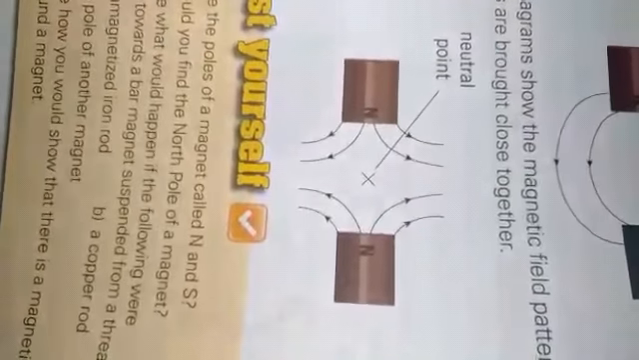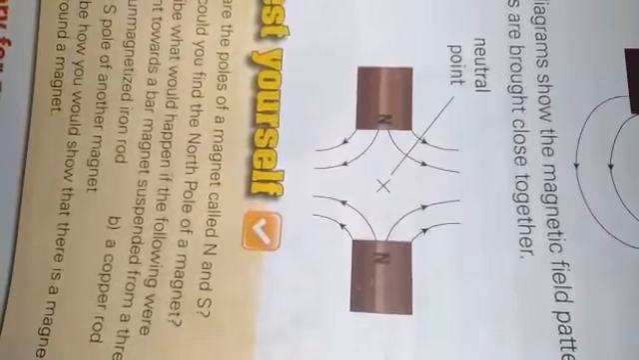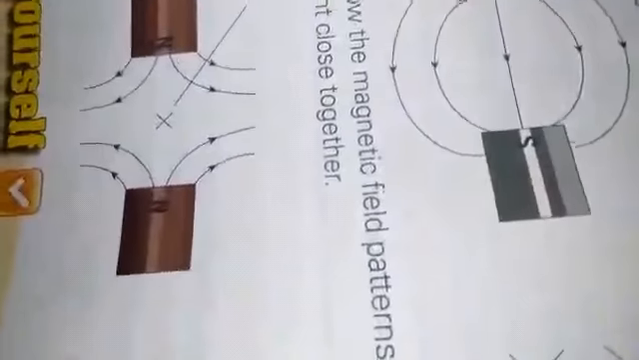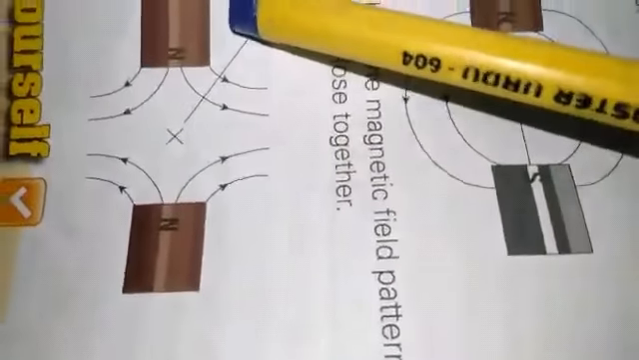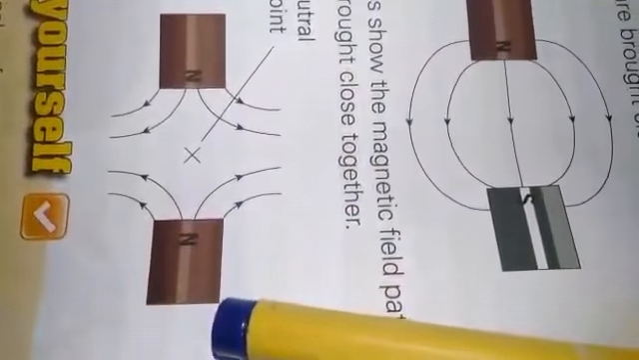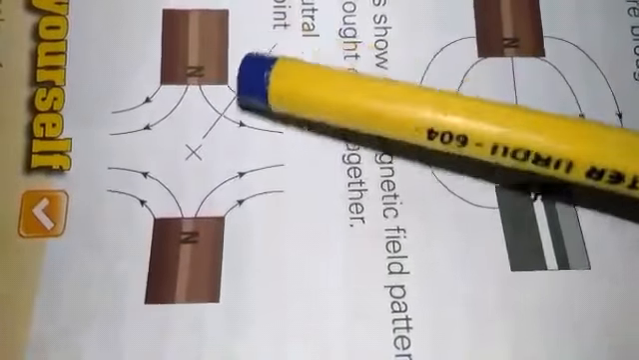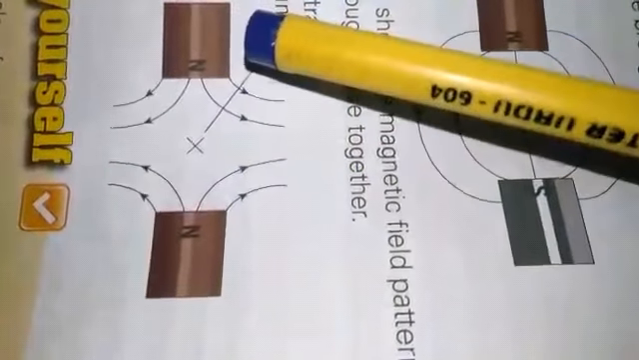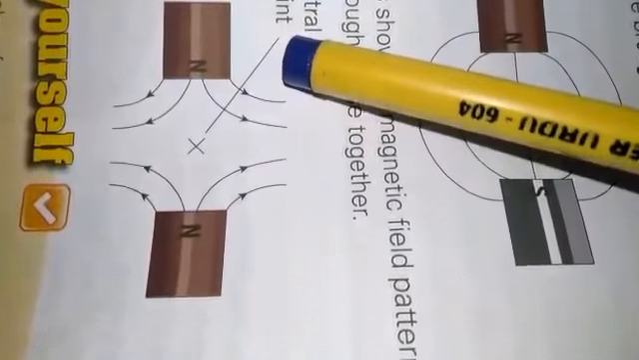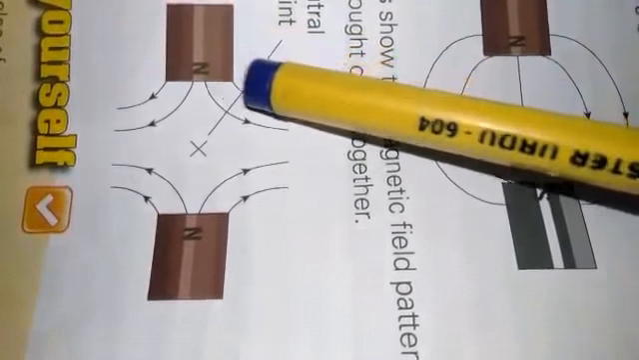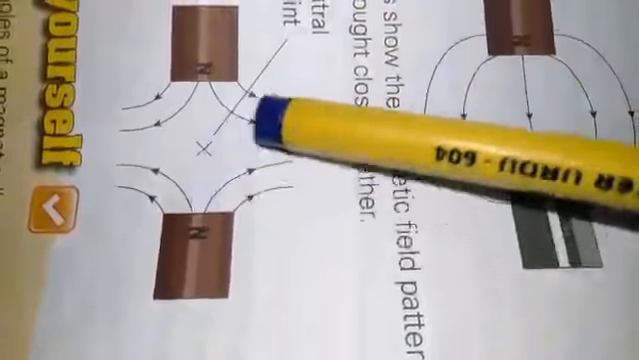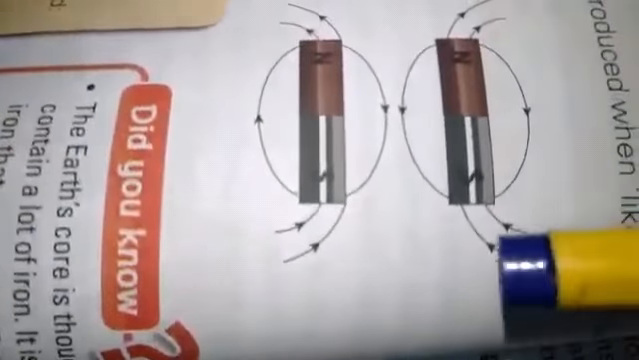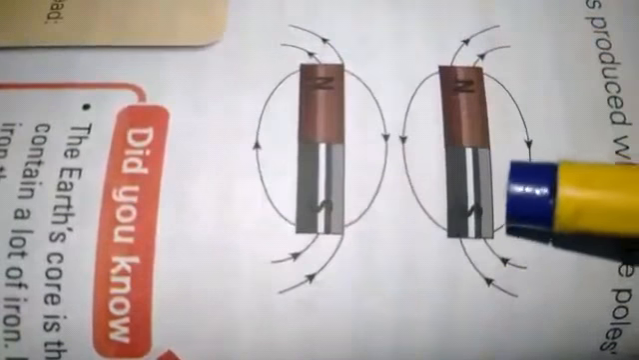Below, these diagrams show the magnetic field pattern produced when like poles of two magnets are brought close to each other. You know that like poles repel each other. This is the north pole of one magnet and again north pole of another magnet. When they are brought close to each other, they will repel each other, and their lines are shown like this. They always run from north to south. Here are the full two bar magnets when they are brought close to each other.